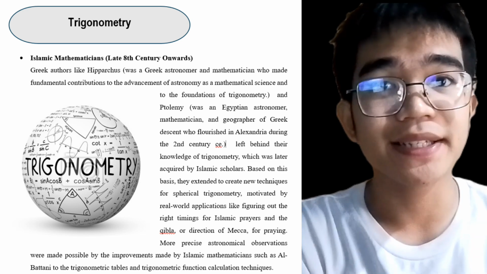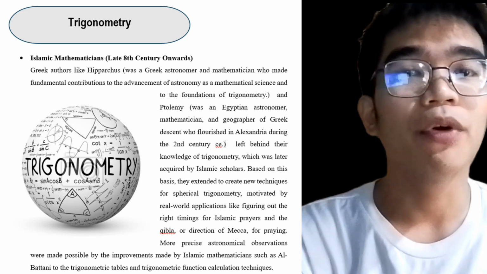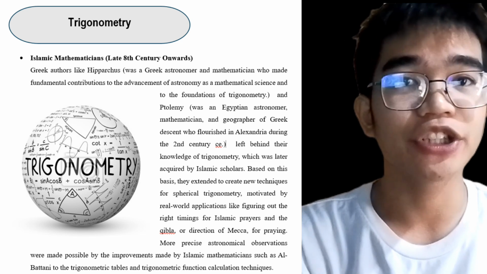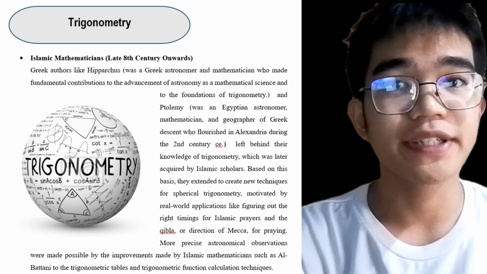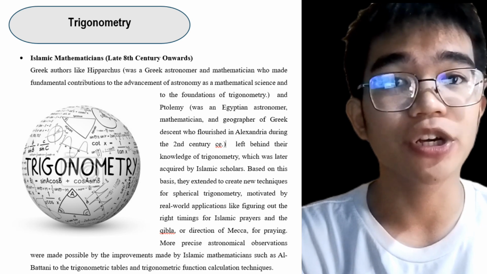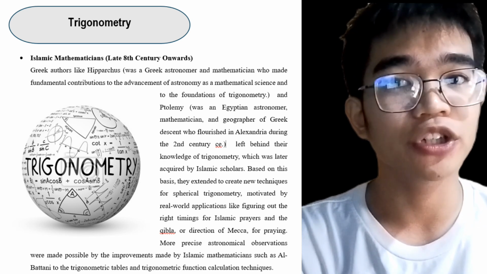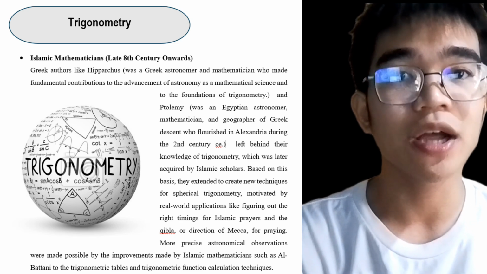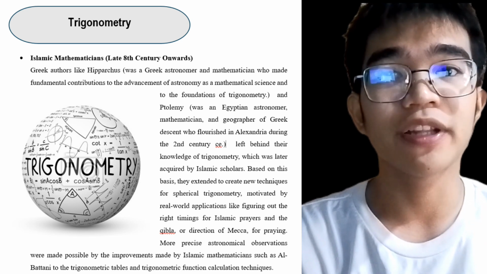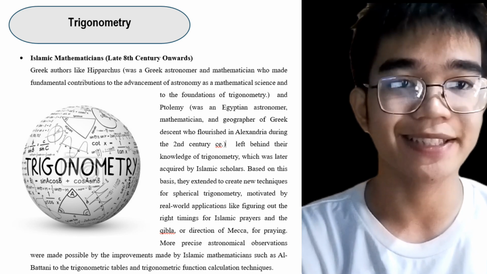Based on this, they extended it to create new techniques for spherical trigonometry, motivated by real-world applications like figuring out the right timings of Islamic prayers and the Qibla, or direction of Mecca, for praying. More precise astronomical observations were made possible by the improvements made by Islamic mathematicians such as al-Battani to the trigonometric tables and trigonometric function calculation techniques.